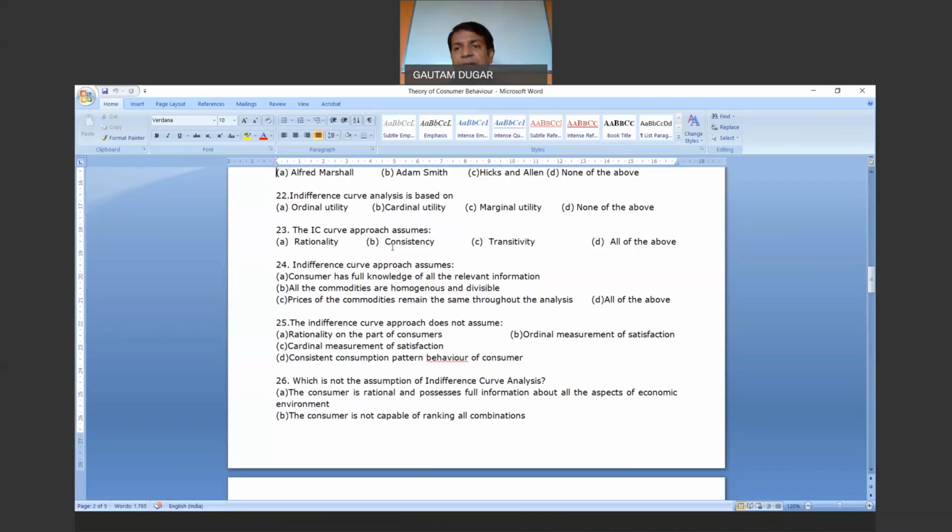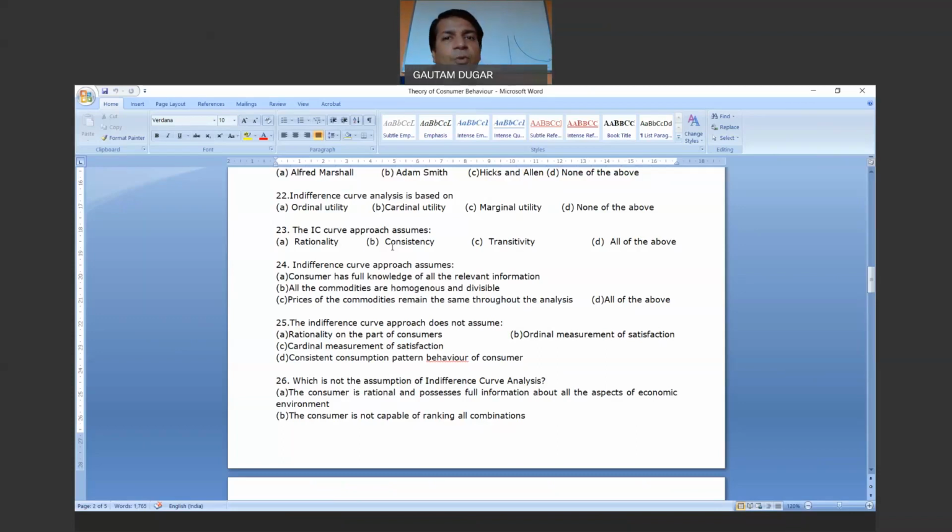You must be knowing that indifference curve shows different combinations of two commodities which gives the consumer the same level of satisfaction. Different combinations of two commodities, but which will give the consumer the same level of satisfaction, and hence the name indifference.